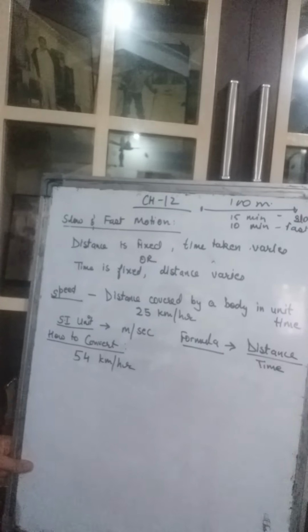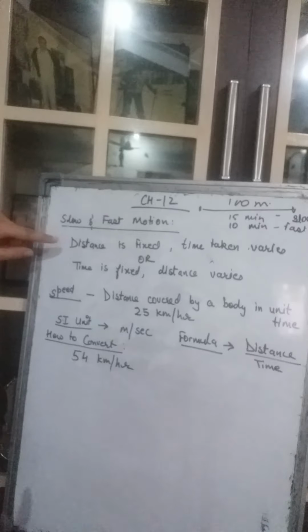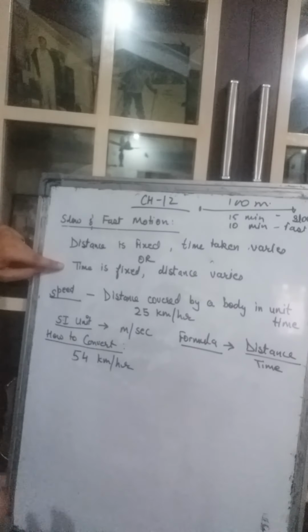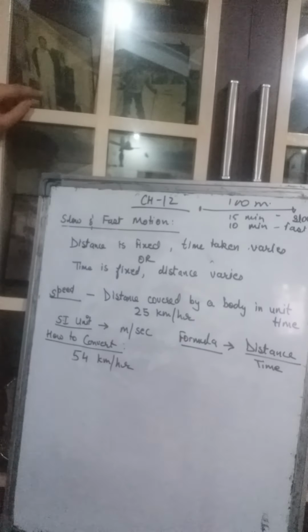So there are two criteria for that. First, if the distance is fixed and the time taken varies, depending upon that time we can find out whether the vehicle is moving fast or slow. Second, if the time is fixed and the distance covered by both vehicles, or many vehicles, varies, then also we can decide which is moving fast and which is moving slow.